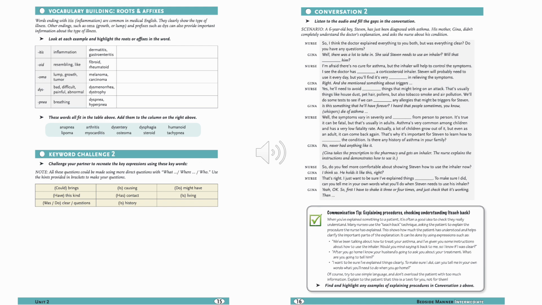The cultural considerations and communication tip should be fairly self-explanatory. Cultural considerations introduces various aspects of intercultural communication in healthcare, while the communication tip focuses on some aspect that has already been demonstrated in the conversations and offers suggestions about how to make communication smoother and more effective between nurse and patient.